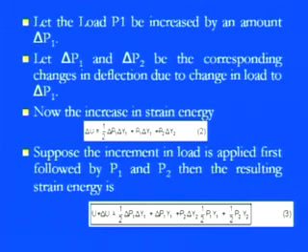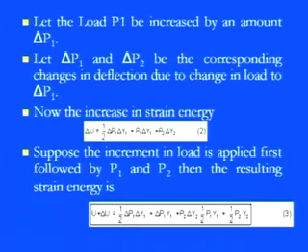So now you see we have the new term of the strain energy, that is the incremental form, equation 2. Suppose the increment in load is applied first to P1 and then P2, then the resulting strain energy is somewhat different. Now we are increasing the load at P1 first, and then there is a simultaneous increase in the load P2 also.